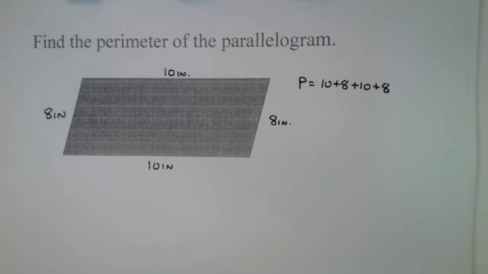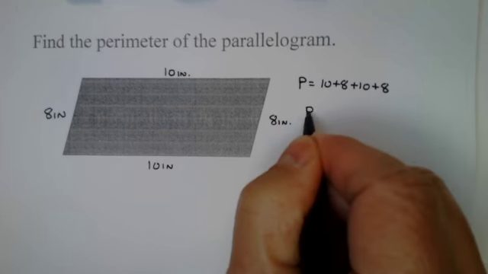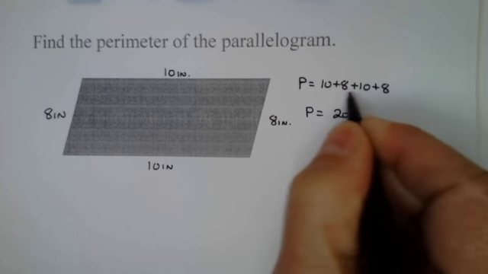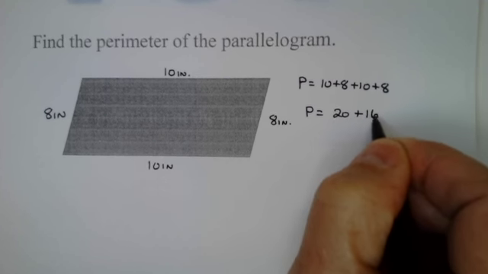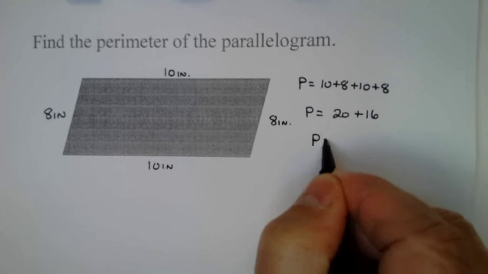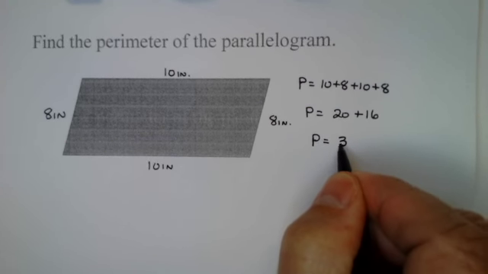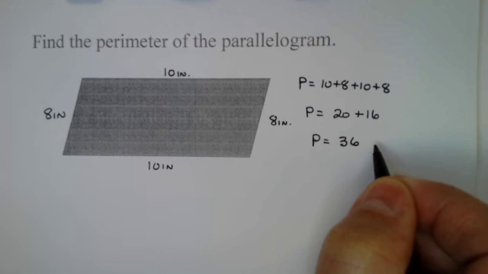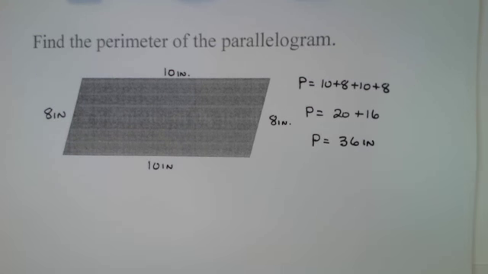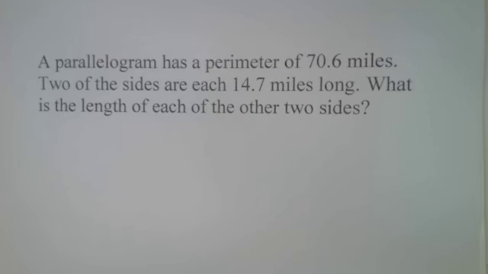And remember, to find the perimeter, you simply add all these sides together. And that's what I want to do. Add all the sides together. 10 plus 10 is 20. 8 plus 8 is 16. And 20 plus 16 is 36. And make sure I put the units. Inches.